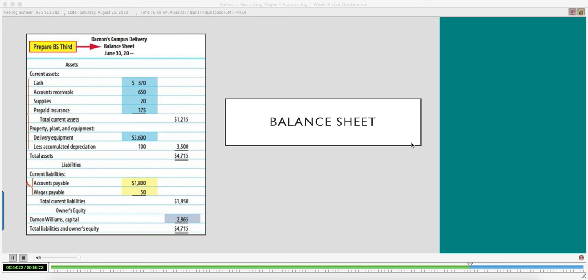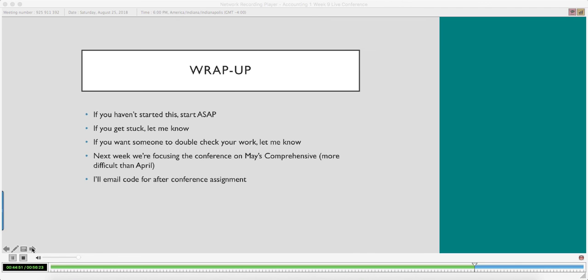Technically, your final is closed book, so there's really no flipping back and forth for that. But for the comprehensive problems, I would definitely have your textbook open. But again, the final is closed book, unfortunately. Okay, the wrap up. If you haven't started it, start as soon as you can. It can take a while, especially if you are off.